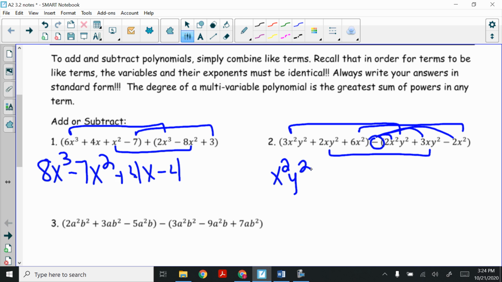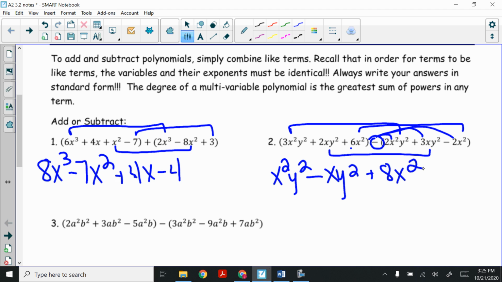2xy squared minus 3xy squared. So 2 minus 3 is negative 1, so minus xy squared. 6x squared minus a negative 2x squared, so that turns to 6 plus 2, turns to plus 8x squared in standard form.